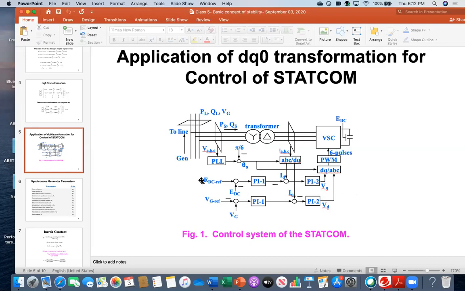But the main control thing, because actually you will be tuning these parameters, and this is a very time-consuming task. At that time, don't use any time domain function, use just some numbers. That is the objective of changing from ABC into DQ.